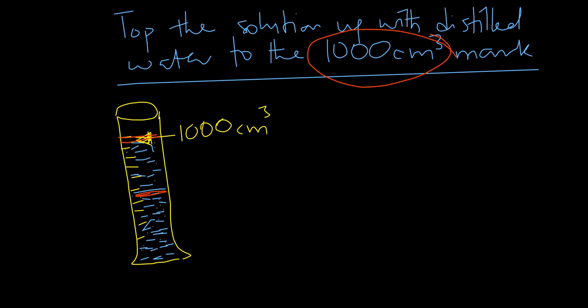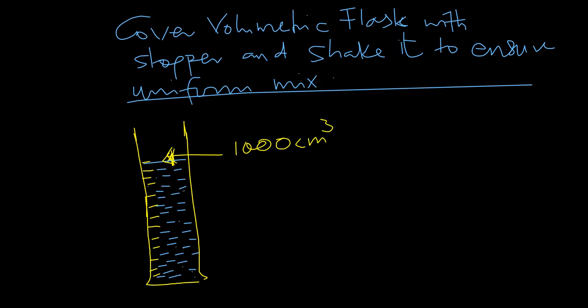Now after you are done with that, what do you do next? Because you've topped it up, the solution is not uniformly mixed. So this is the point where you would have to cover it with, let's say, a stopper. Use a stopper to cover this. When you use a stopper to cover it, then you shake it so that the solution will be uniformly mixed.